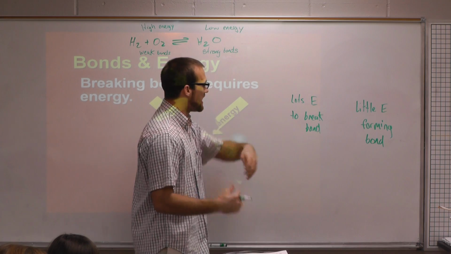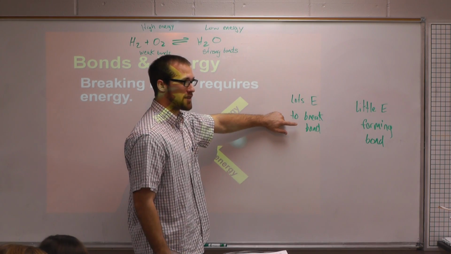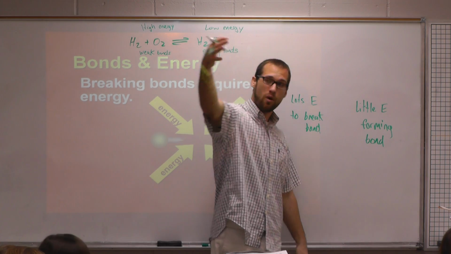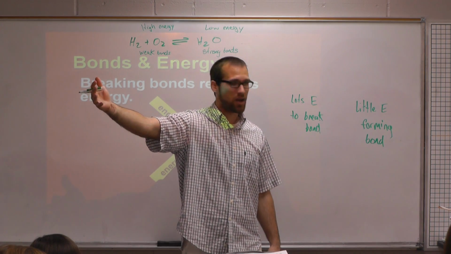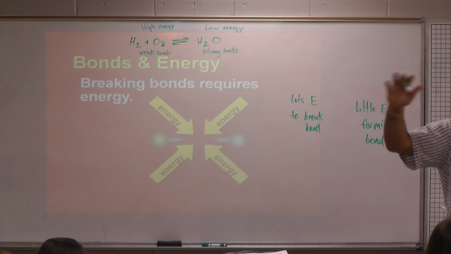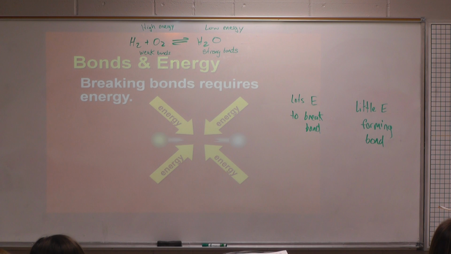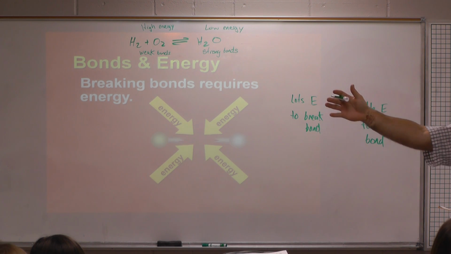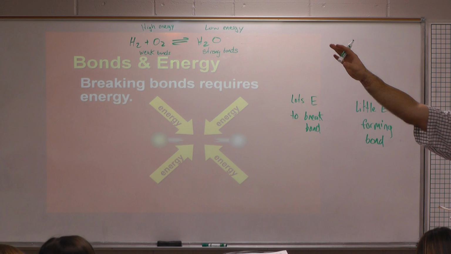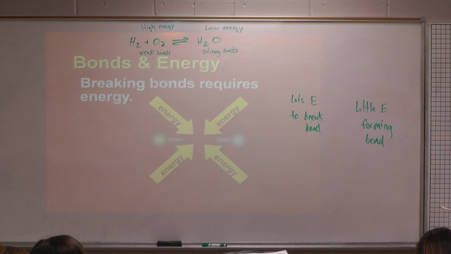If it's the opposite, if little energy is required to break the bonds, and a lot of energy is released in the forming of bonds, what will that be? Exothermic. Which one's the more stable of the two? Exo or endo? Which one is going to result in a more stable ending? Exo, because stable means low energy. And if you go from high to low, where does the energy go? Out. If we go from low to high, where does the energy go? In.